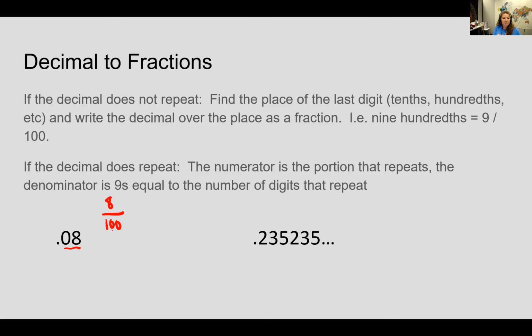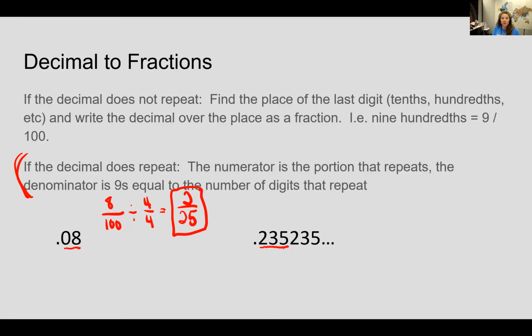And then can I simplify this? Yes, I can divide both of these numbers by 4. That's the greatest common factor. 8 divided by 4 is 2. 100 divided by 4 is 25. So 8 100ths is equivalent to 2 25ths. All right, now look at this section right here. It says if a decimal repeats, you're going to take the number of digits that repeat.